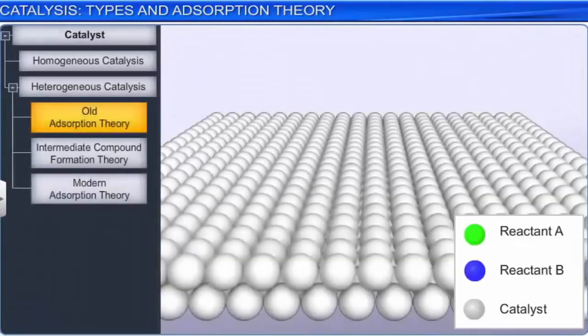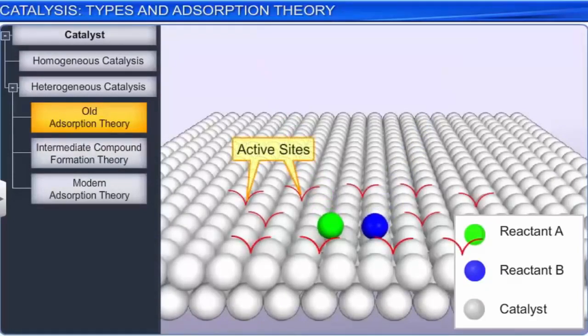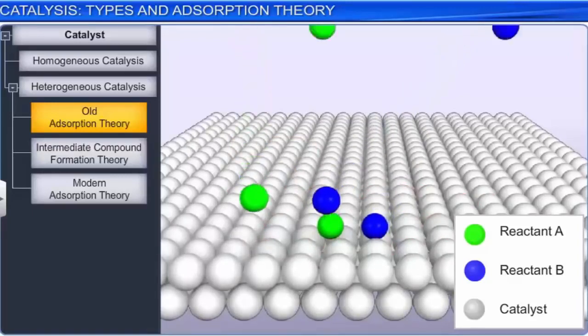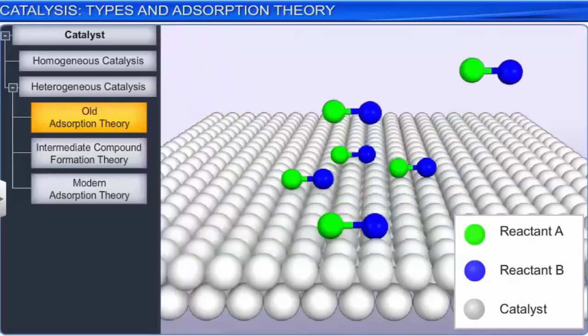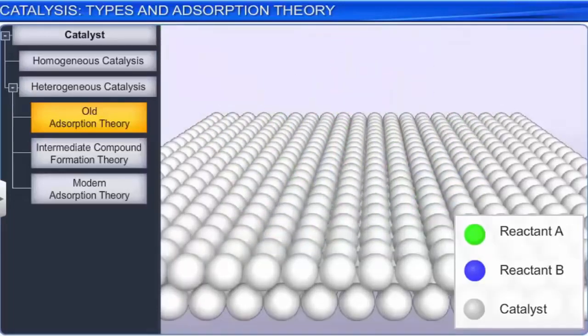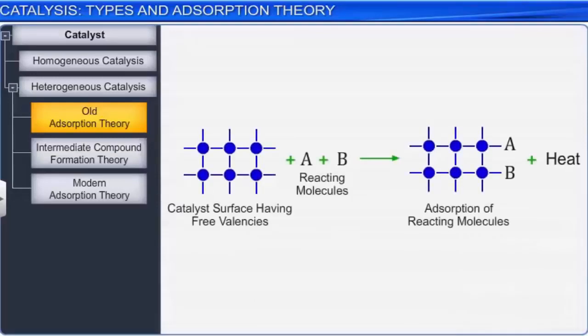According to the old adsorption theory, the reactants in the gaseous phase and the solution phase are adsorbed at the active sites on the surface of the catalyst. This results in an increase in the concentration of the reactant molecules on the surface of the catalyst. As a result, the rate of reaction increases. The relative ease with which the product is separated from the surface of the catalyst helps a continuous chemical process to be initiated. Also, as adsorption is an exothermic process, the heat evolved in the reaction helps to speed it up.